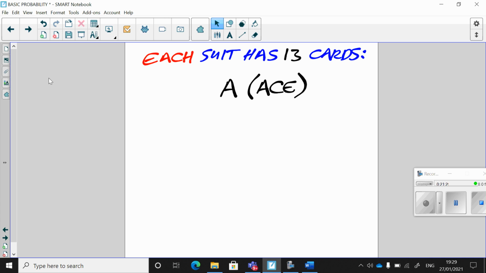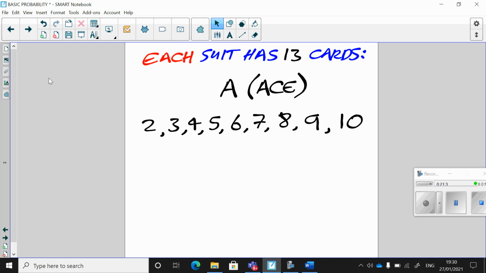Then we've got a lot of numbered cards, 2 through to 10. Okay, and then we've got other cards called face cards, Jack, Queen, and King. So while we're here, I'm just going to bring up a set of notes that I've produced, just for those who are unfamiliar with the layout of a deck of cards.